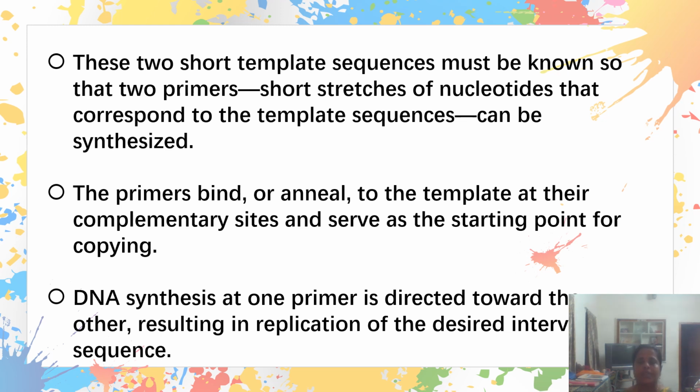These two short template sequences must be known so that two primers, short stretches of nucleotides that correspond to the template sequences, can be synthesized. The primers bind or anneal to the template at their complementary sites and serve as the starting point for copying. The DNA synthesis at one primer is directed towards the other, resulting in replication of the desired intervening sequence.